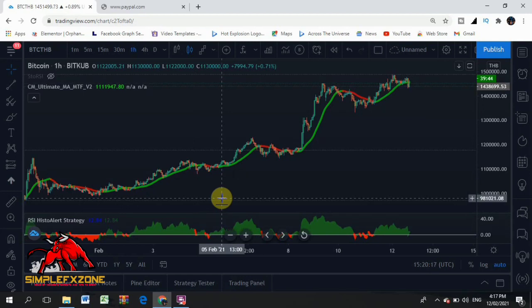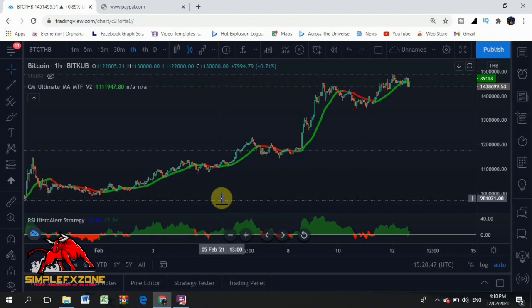The RSI indicator below is a 14 RSI indicator, and then instead of 70-30, the RSI level will be 50. So when it's above 50, the RSI will be green. When it's below 50, the RSI will be red. That's the formula behind the RSI indicator on the main chart.